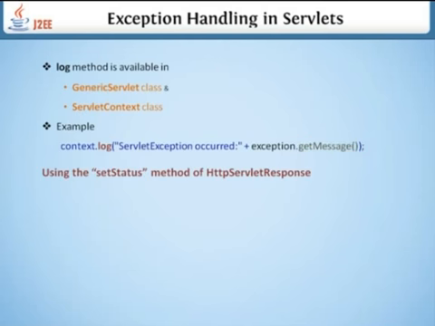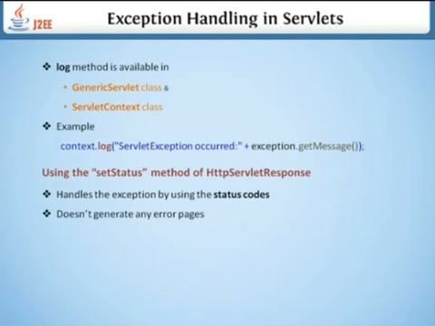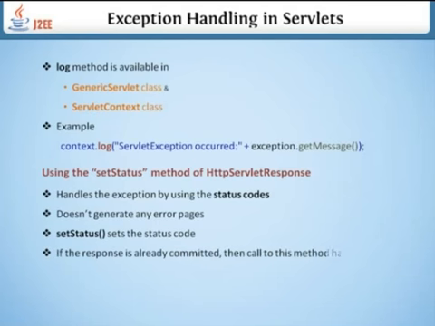Using the setStatus method of HttpServletResponse, handle the exception by using the status code. It does not generate any error pages. The setStatus method sets the status code. If the response is already committed, then a call to this method has no effect. The default status code is 200 OK.